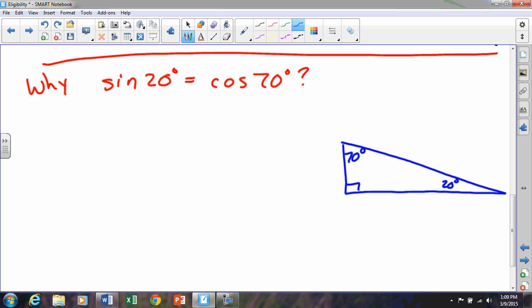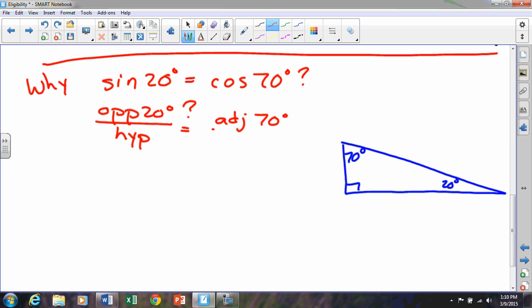And we're asking, why is it that sine of 20 degrees, which is opposite over hypotenuse, is equal to cosine of 70 degrees, knowing that cosine is adjacent over hypotenuse? There are a lot of ways that we could write this up, a lot of things that we could do to basically explain it.